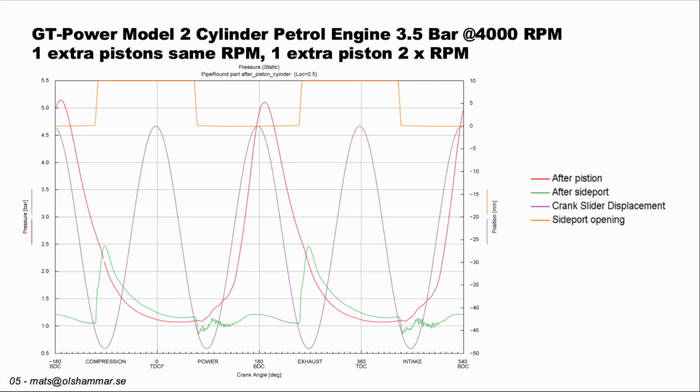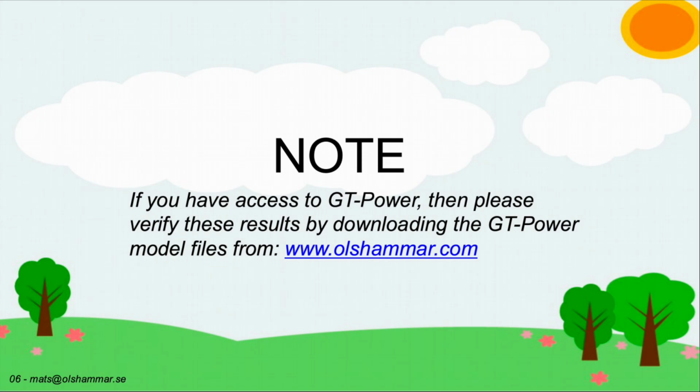On one of the first slides you had a red text showing the name of the GT power file. And this GT power file you can download from the olshammar.com website and test yourself. And maybe make some changes and improve the results. So, on the Olshammar.com website, you can download the files you need to run these tests yourself and try to make changes if you like and see if you can get better results.